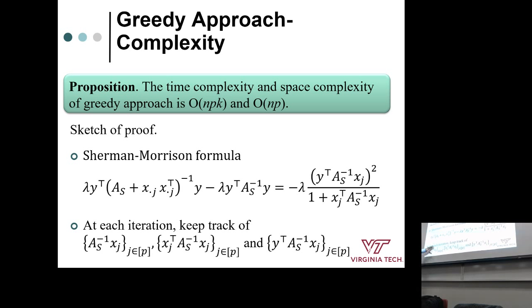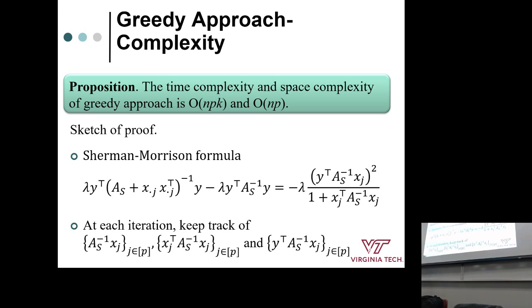Instead, you just keep track of these tables. These are tables of data you have. Each time you select new features, you update those tables sequentially. Then if you want to compute this quantity, you just use y times this table, and this gives us the result. These values are just accessed from a table. By doing so, you don't need to compute the inverse anymore. So this is very, very efficient.